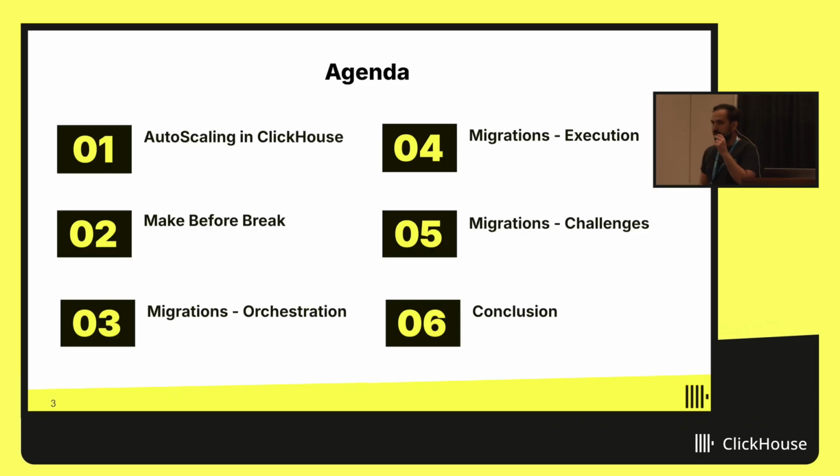So this is the agenda. We're going to talk about auto-scaling in general and how it works inside ClickHouse. We're going to talk about a new approach to auto-scaling that we've been developing over the past couple of years, what we like to call make before break. We're going to talk about what the migration is. So the make before break stuff is basically the context for the migration that we had to do, which consists of two parts, orchestration and execution. And then we're going to go into some of the challenges that we faced during the migration.